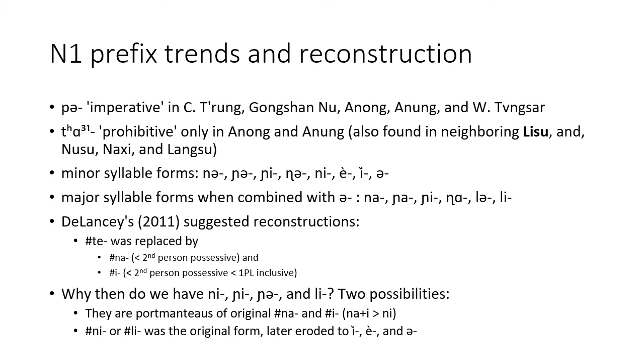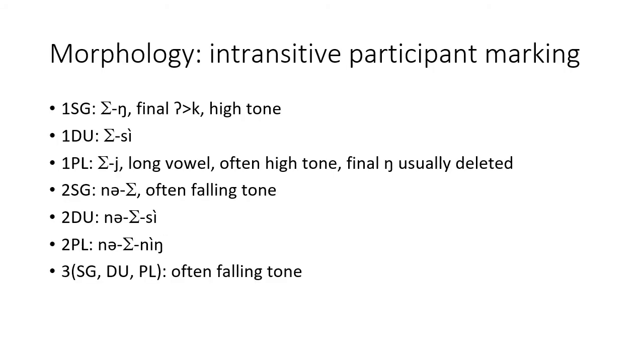However, when we look at the ni, nya, and li forms, then we have to question whether these were portmanteaus of originally na plus e, coming up with ni, or was the original form something like ni or li, which later eroded to e, a, and a in some varieties. So that's a question for further research.